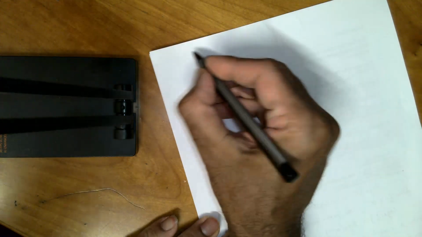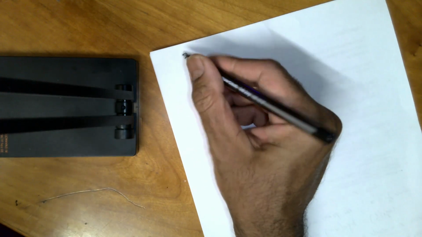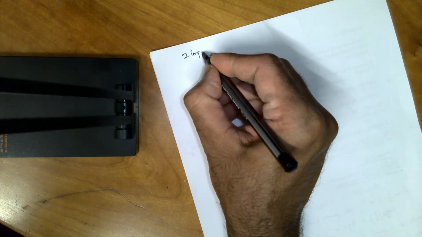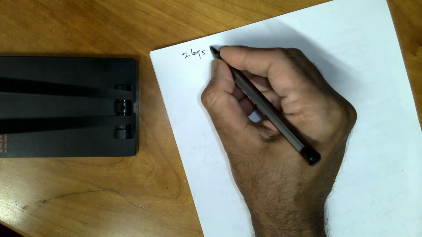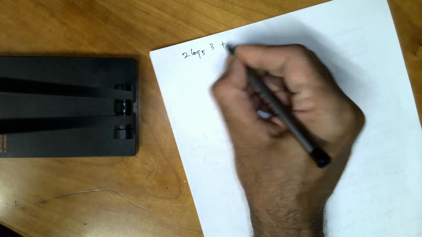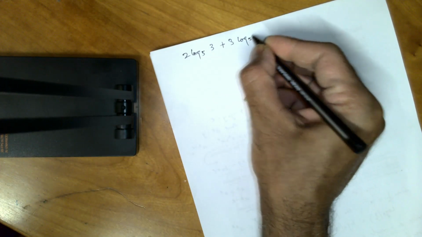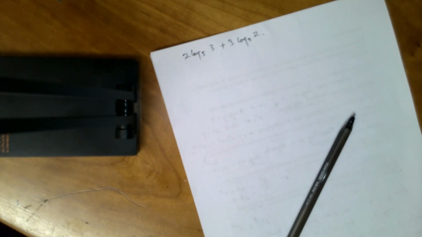Now let's get another example as well. Okay, in this one we will do 2 log base 5 of 3 plus 3 log, same base here, of 2.